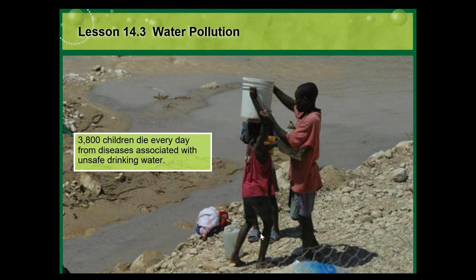3,800 children die every day from diseases associated with unsafe drinking water. Worldwide, a lot of these include diarrheal illnesses, things like giardia. It can also include things that we would commonly call the stomach flu. But when you don't have safe drinking water, you can get all these kinds of things from that water.